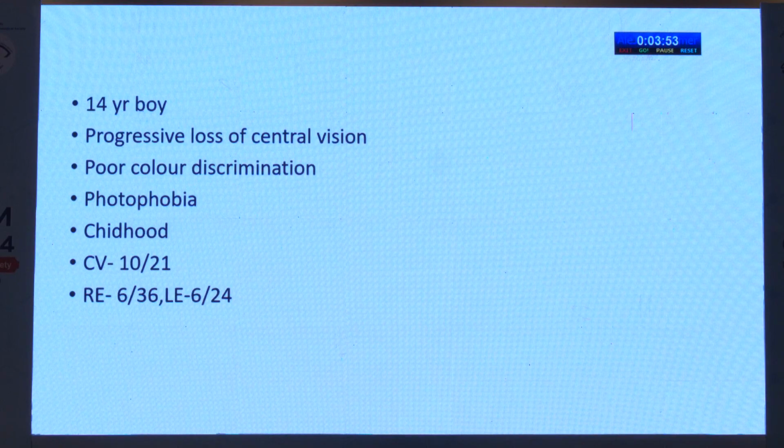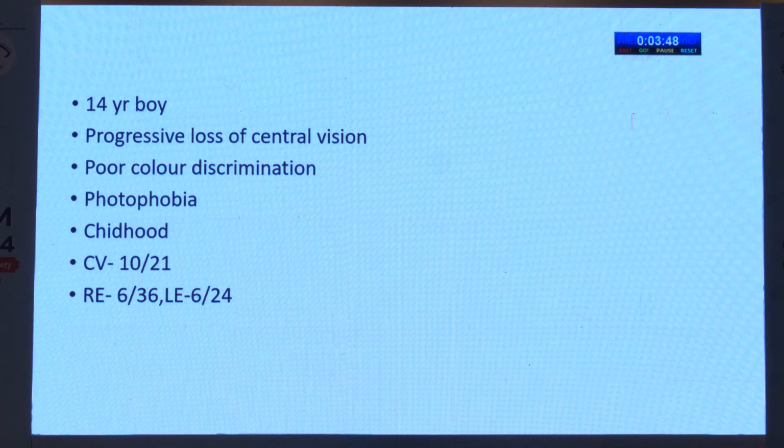This is a 14-year-old boy complaining in the OPD of progressive loss of central vision. His color vision is markedly diminished, 10 by 21, and he is giving this history since childhood, and there are also complaints of photophobia. Vision in the right eye is 6/36 and in the left eye is 6/24. So the predominant complaints are loss of central vision, poor color discrimination, and photophobia. From the history only, we can see these are functions of the cones, so probably his cones are impaired more.